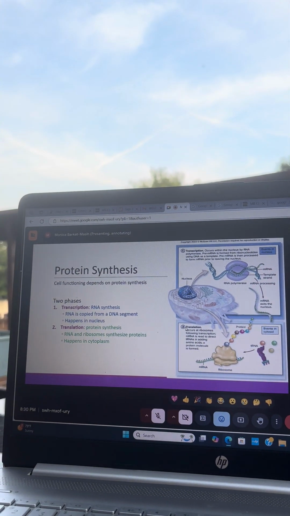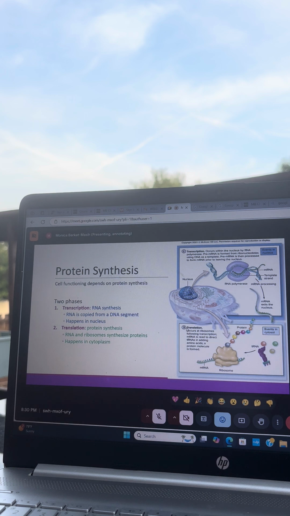What are the two steps in protein synthesis? What is the first phase? Transcription. What happens in transcription? RNA synthesis. From? DNA. Yes.